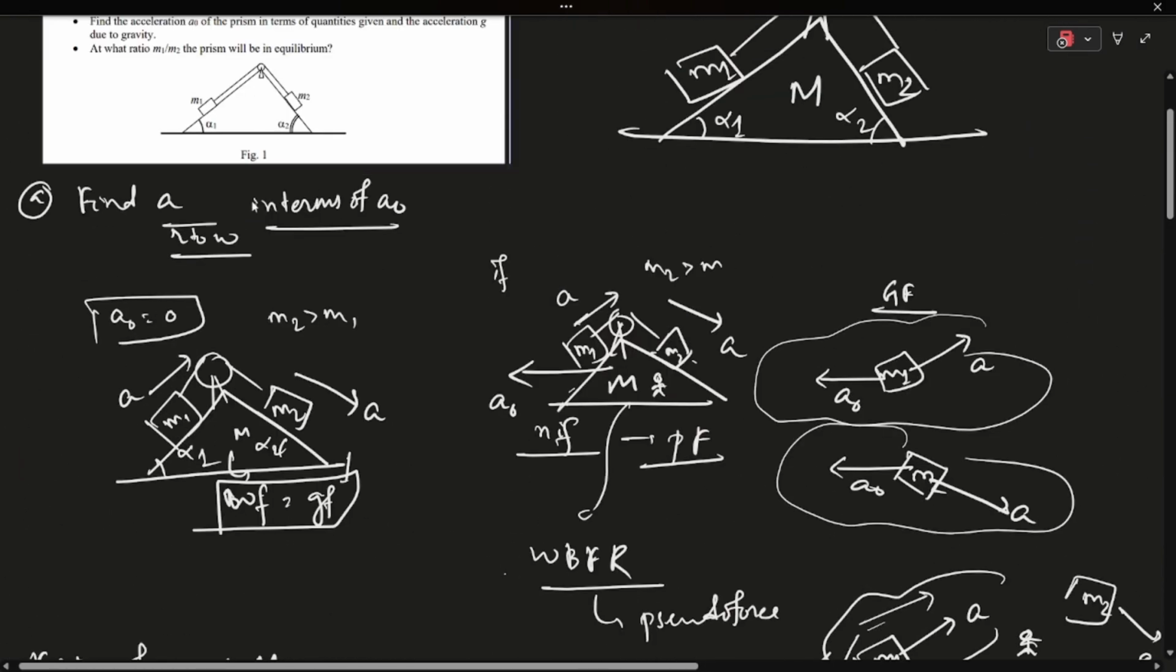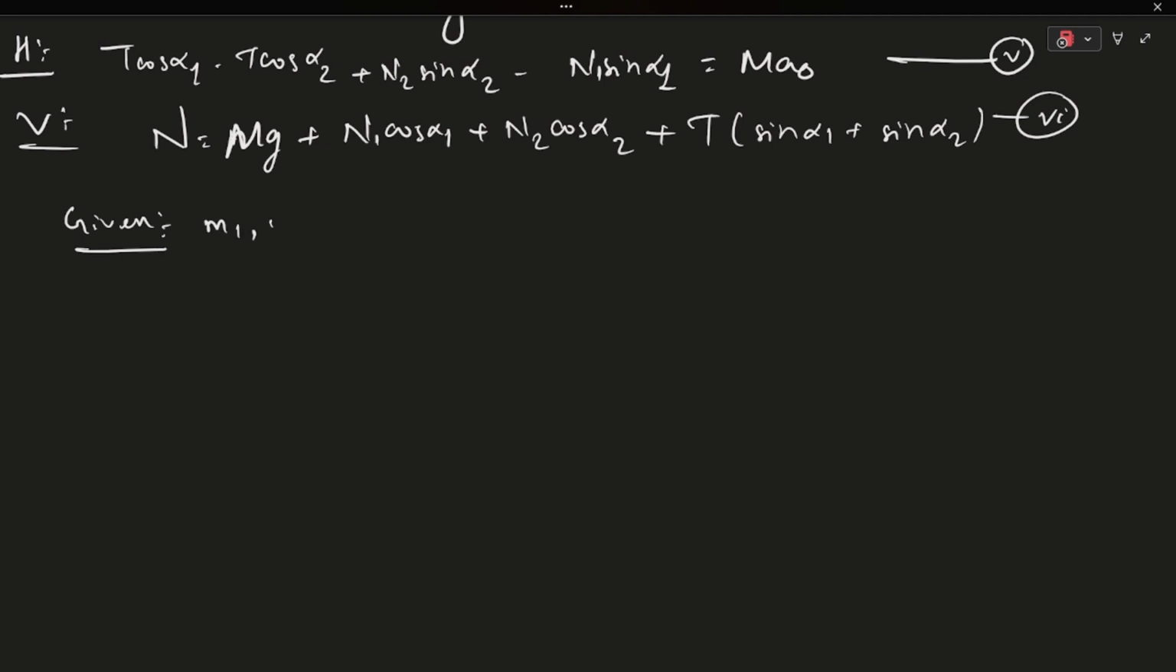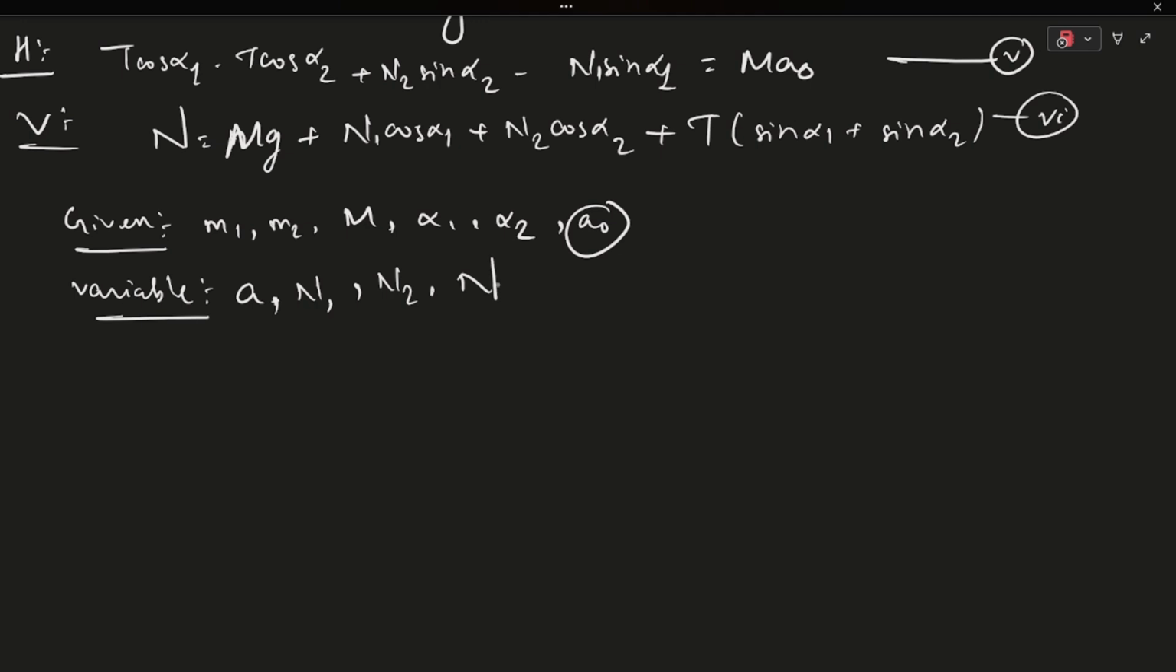Now we have to find A in terms of A naught. So we have given M1, M2, capital M, alpha 1, alpha 2. The variables are A, and A naught is also given, because we have to find A in terms of A naught. Then N1, N2, N, and T. So we have to eliminate these.